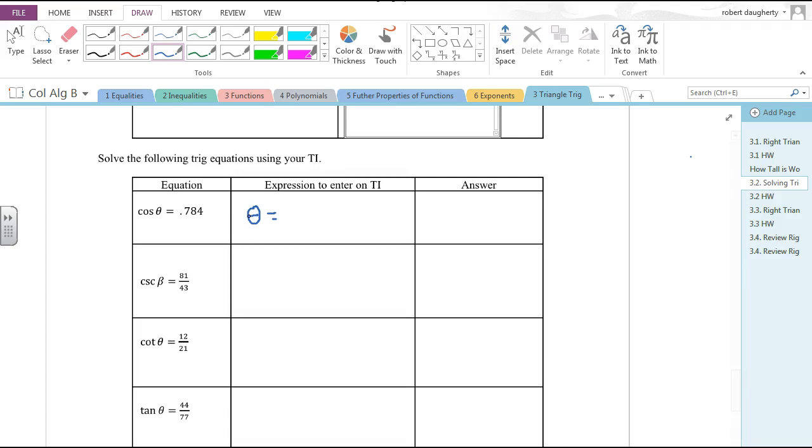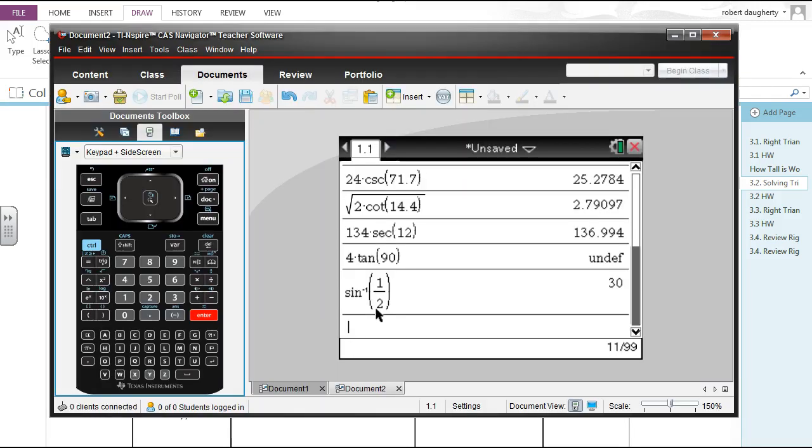Cosine. What function do you think I would need to solve for its angle? The inverse cosine. So I just need to find the inverse cosine of 0.784. To solve for the angle, anytime you're solving for the angle, you need the inverse of whatever that function is. So inverse cosine of 0.784.